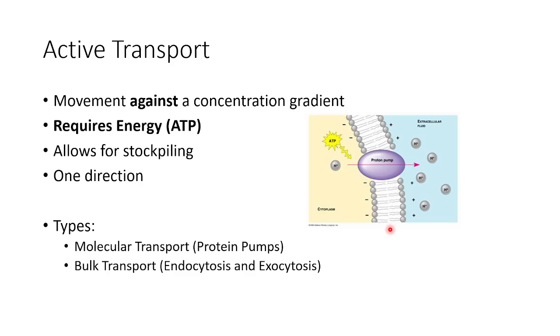So active transport is the movement against the concentration gradient. So you have to put up some kind of energy or provide some kind of energy such that that movement can happen from say a low to a higher concentration. That requires energy in the form of ATP, allows for stockpiling, and it's a one directional movement.